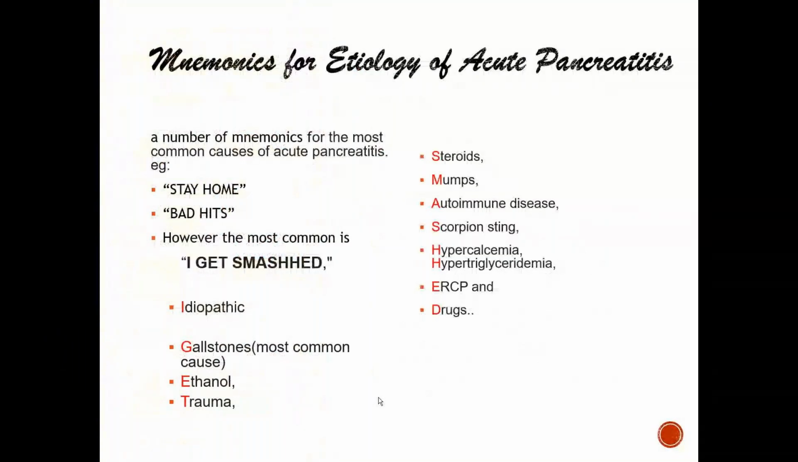A mnemonic for the etiology of acute pancreatitis, if you want to remember it, you can do that. There are a number of mnemonics, for example, stay home, bad hits. However, the one most commonly used, which encompasses a wider range of causes, is I GET SMASHED. I stands for idiopathic, G for gallstones, E for ethanol, that's alcohol, T for trauma, S for steroid, which is drug related, M for mumps, the viral cause, A for autoimmune, S for scorpion sting, H for hypercalcemia and hypertriglyceridemia, E for ERCP, and D for drugs. That tells you the important causes of acute pancreatitis.